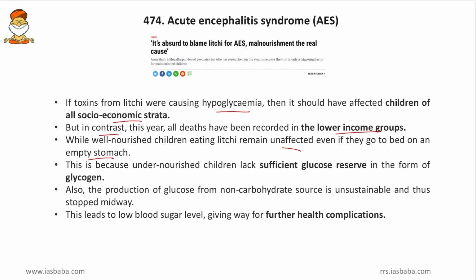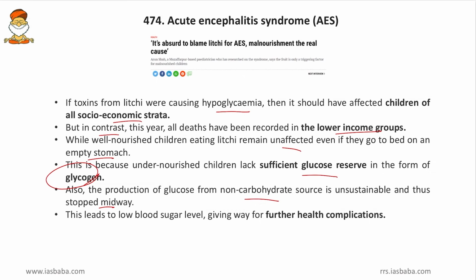Then this is because undernourished children lack sufficient glucose reserve in the form of glycogen. Friends, because of undernourishment and malnutrition, these poor children lack fats and adipose, and as a result they lack glycogen reserves, or the glucose reserves which are stored in the body. Then also the production of glucose from non-carbohydrate sources is unsustainable and thus stopped midway. Friends, we know that if we do not have this glucose reserve, then the body tries to extract glucose via protein cells or via proteins.